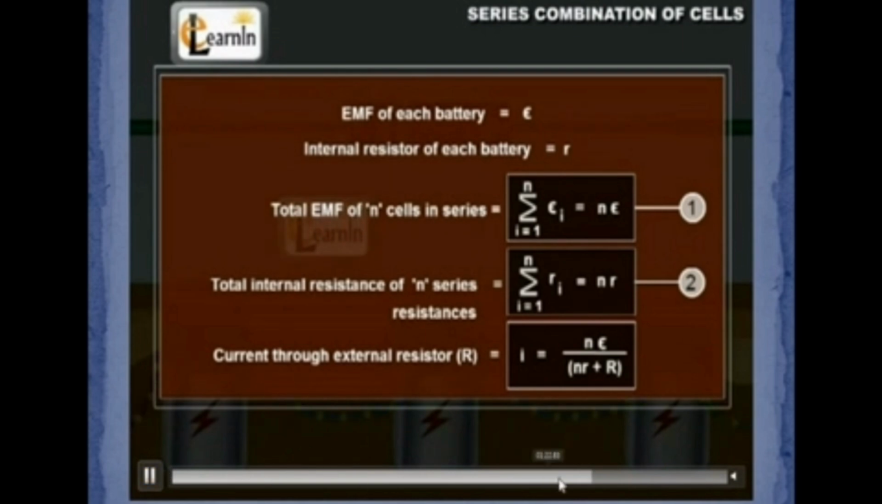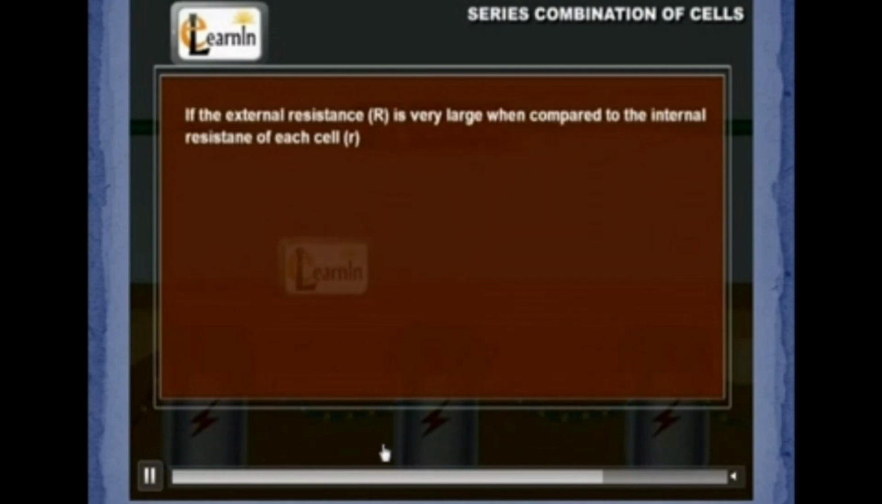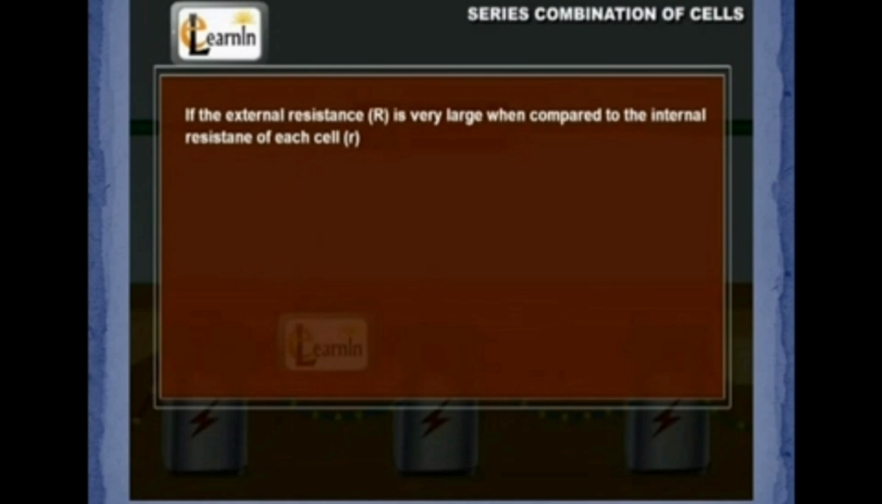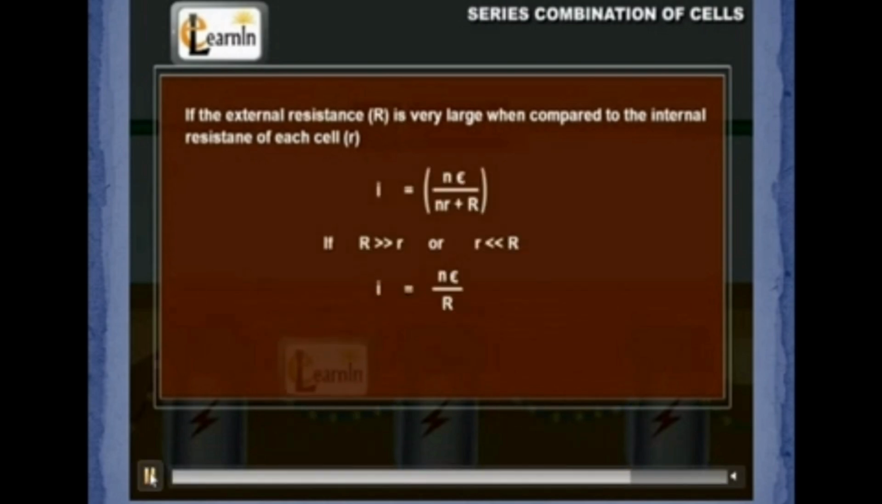The next thing is, we are going to consider two cases. First, when the external resistance R is very large compared to the internal resistance. We have an external resistance outside and an internal resistance. Suppose we connect an external resistance R very large compared to the internal resistance. So what will happen? I equal to N psi divided by NR plus R. Here R is very much greater than the internal resistance, so NR becomes 0. So the flow of current I equal to N psi divided by R.